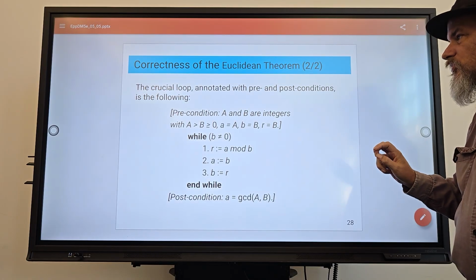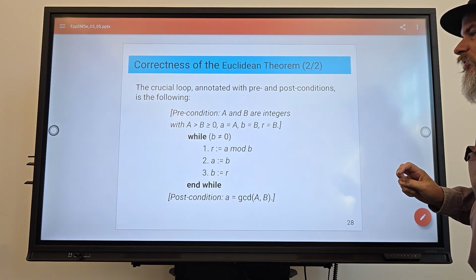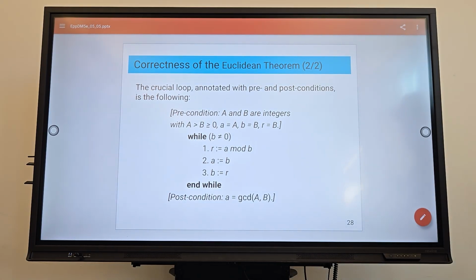And then the crucial loop is r equals little a mod little b, a will equal b, and then b will equal r in the loop, as long as b is not equal to 0.